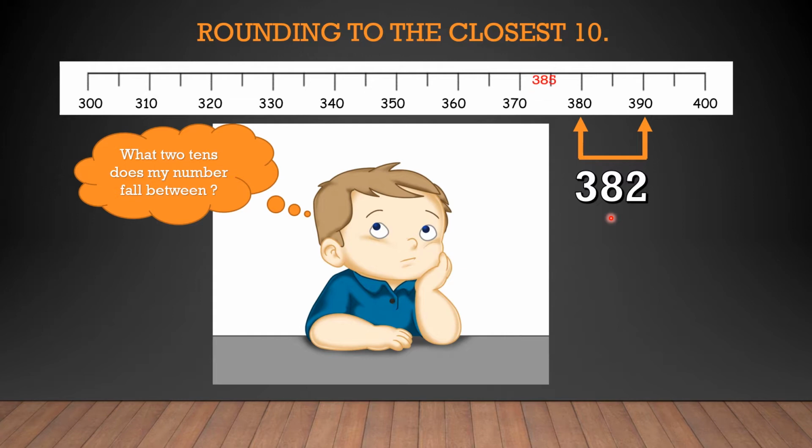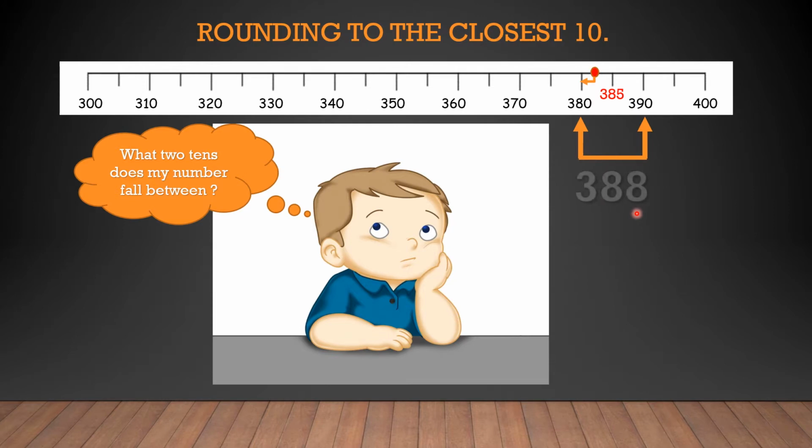Now we're going to use our middle, which is 385, to decide by looking at the ones place. We see that in the ones place we have a 2. 382 is going to be less than 385. It's 2 away from 380, but it's 8 away from 390. So that tells us that 382 is going to round to 380 when rounding to the closest 10.